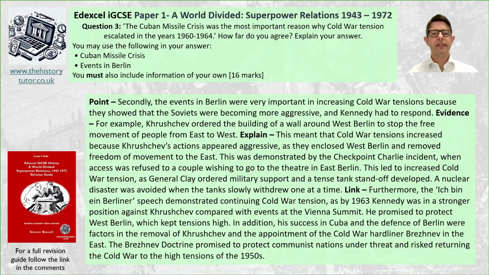Okay, so you can see my answer here. So I said, secondly, the events in Berlin were very important, increasing Cold War tension because they showed that the Soviets were becoming more aggressive, and Kennedy had to respond. I need an example of an event.